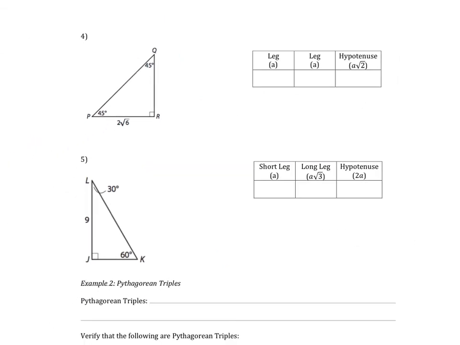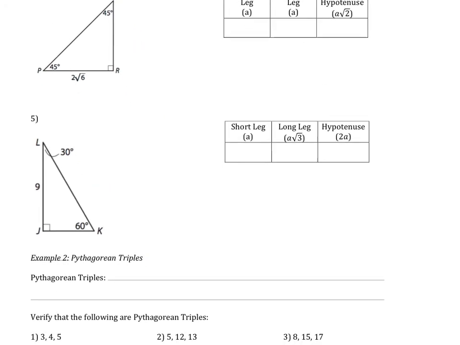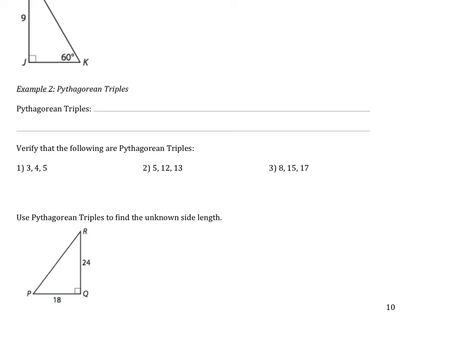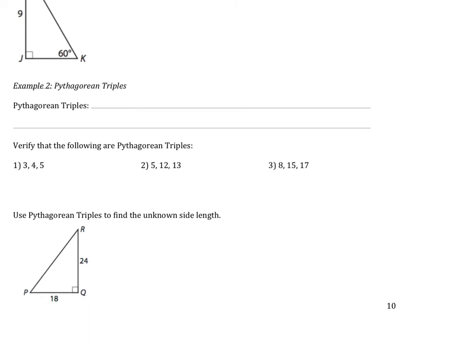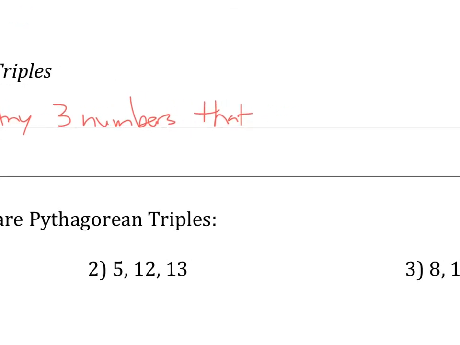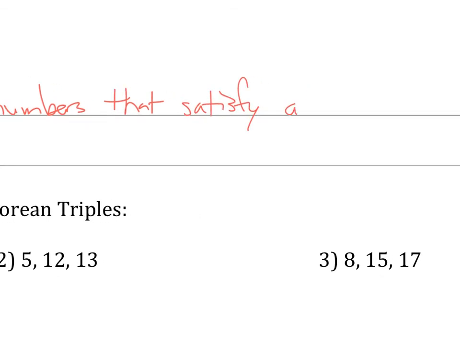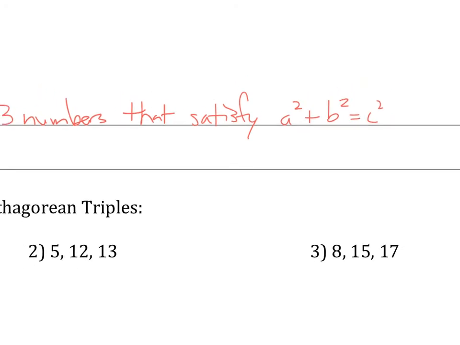So I'm going to let you try 4 and 5 on your own, and then if you have questions on them, you can ask about those in class. The second example, example 2, is on Pythagorean triples. A Pythagorean triple is any 3 numbers that satisfy the Pythagorean theorem. A squared plus b squared equals c squared.